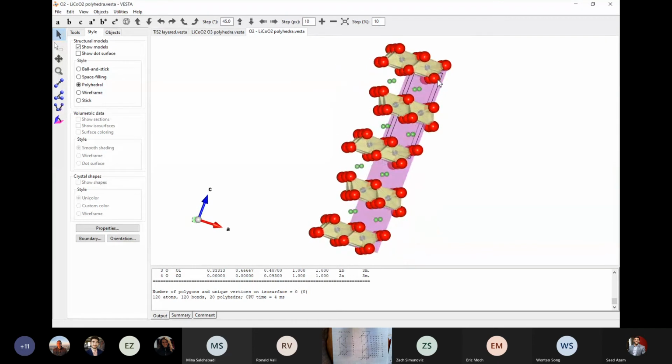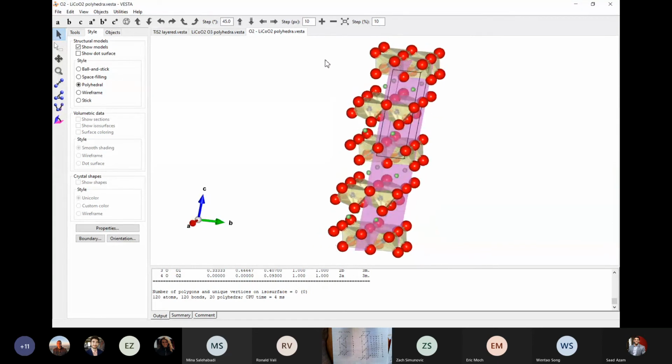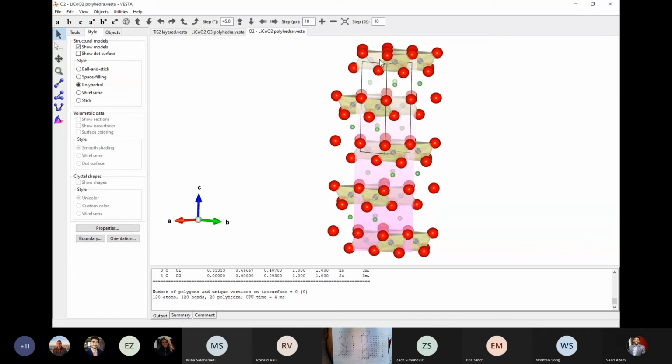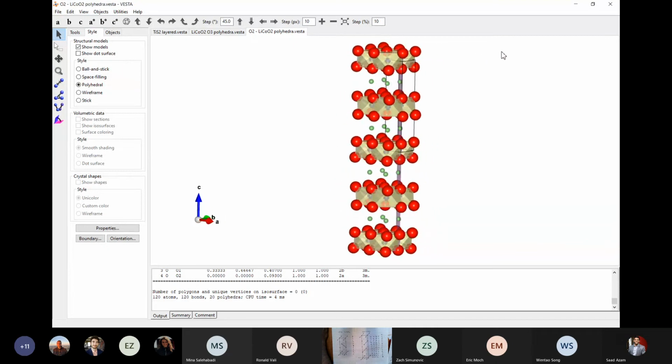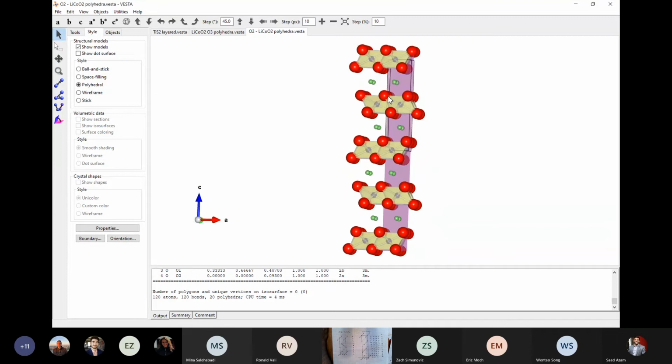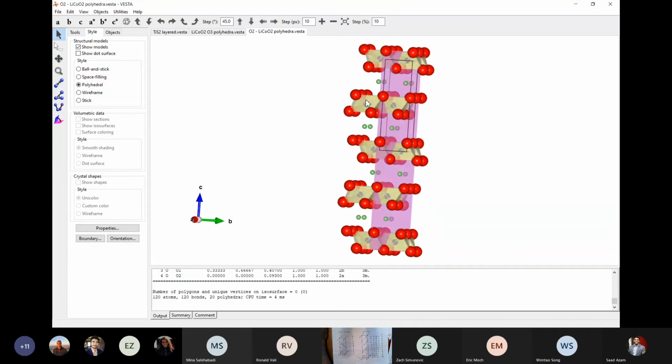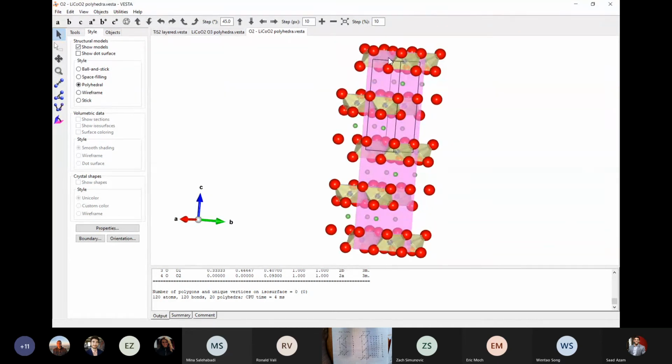And the voltage versus lithium content curve for O2 and O3, they're different. And they should be different because they're different materials. And it's really quite cool. And we'll see that later on in the class, how the structure affects the voltage curve.